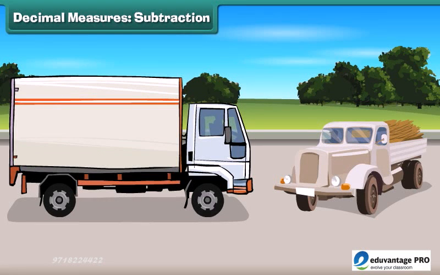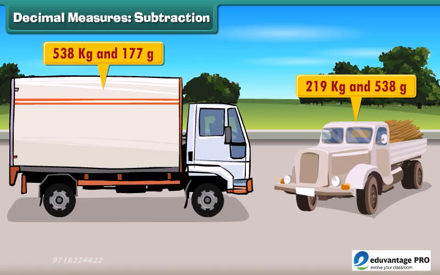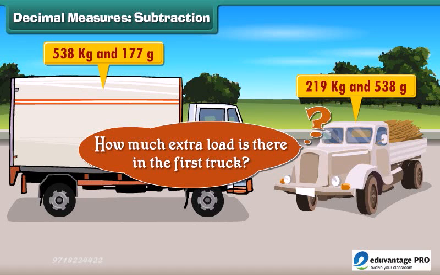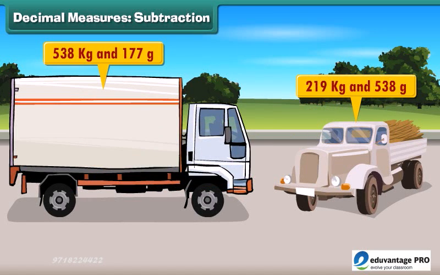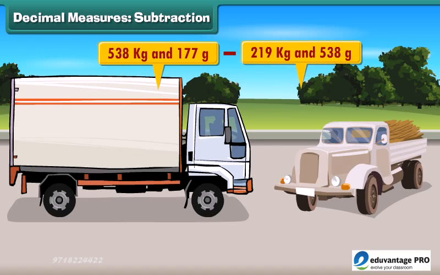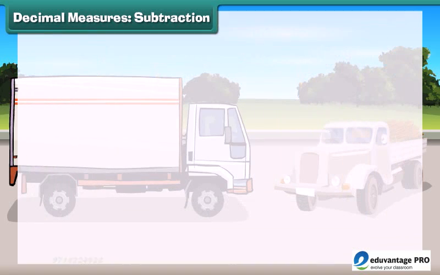Let us look at another example. One truck has a load of 538 kilograms and 177 grams of grain, and another has a load of 219 kilograms and 538 grams of grain. How much extra load is there in the first truck? We can find the extra load in the first truck by subtracting the second quantity from the first, following the same way as used in the case of addition.